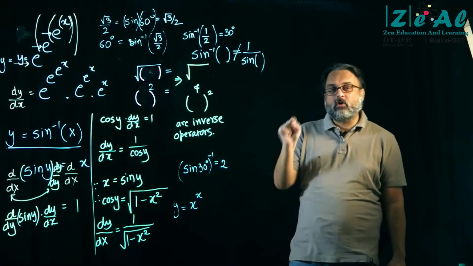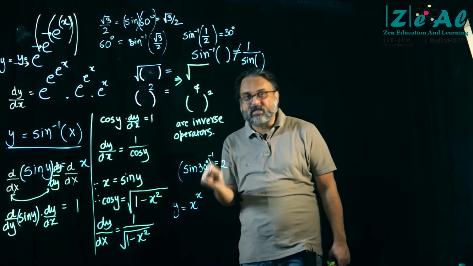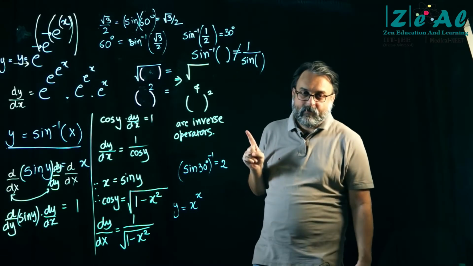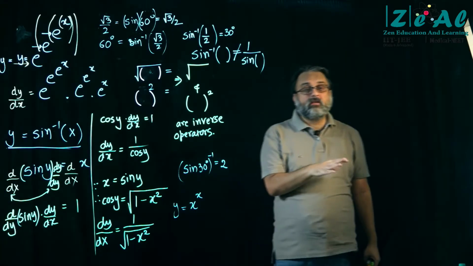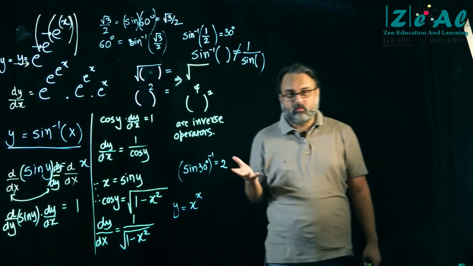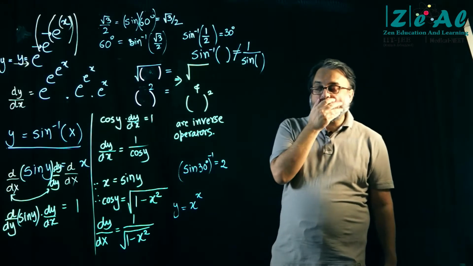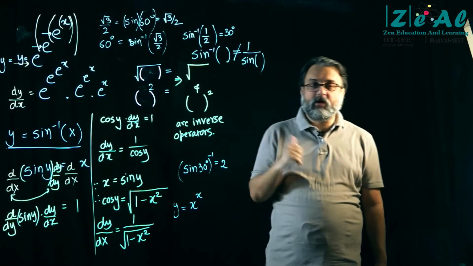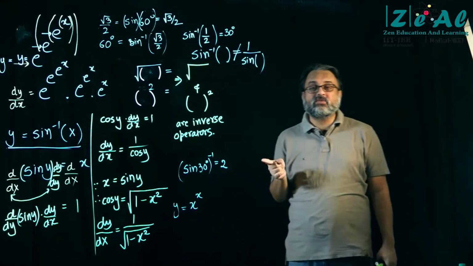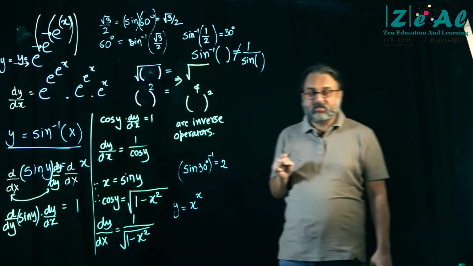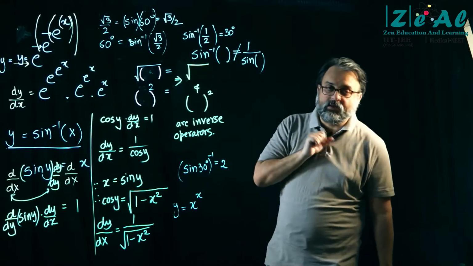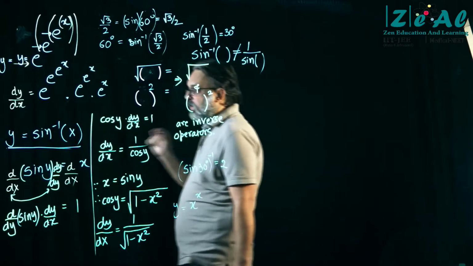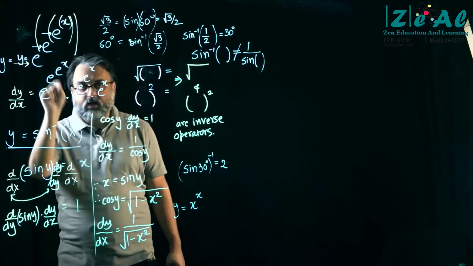Only d by dx of sin x is cosine x. So if you get sin x square, you have to invoke the chain rule. Here, x raised to the power x is not x raised to the power n. Its answer cannot be x into x raised to the power x minus 1.